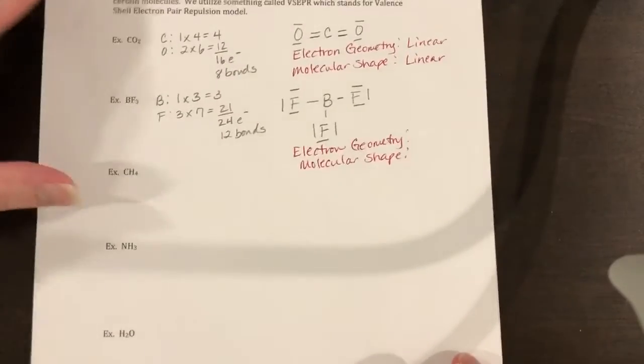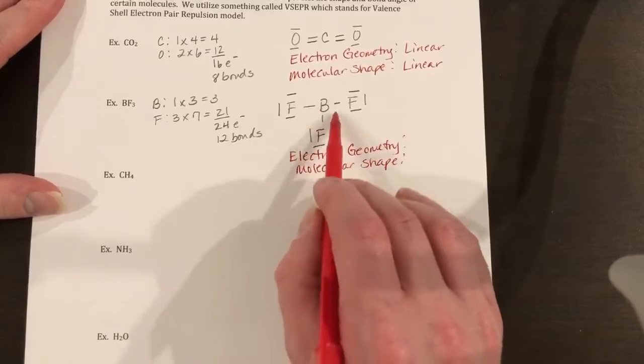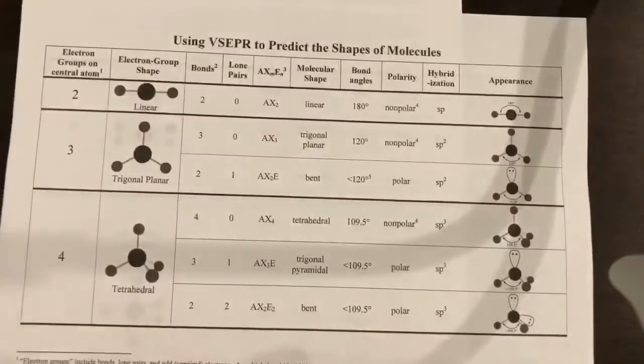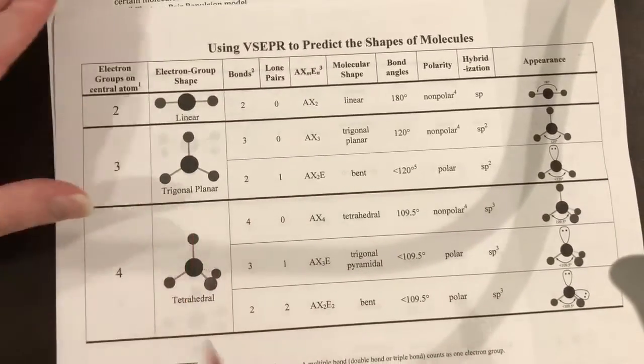Okay, so for boron, we have 3 bonding domains because we have 3 bonds, okay? And no lone pairs on the central atom. So we're gonna go to our little chart. So when we have 3 bonding domains, it's gonna be trigonal planar.